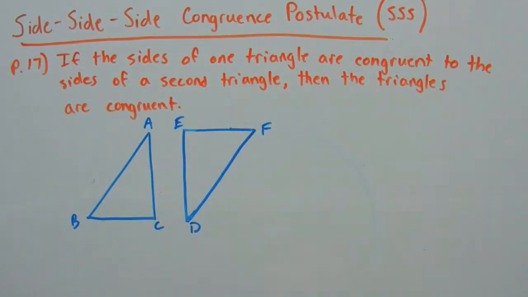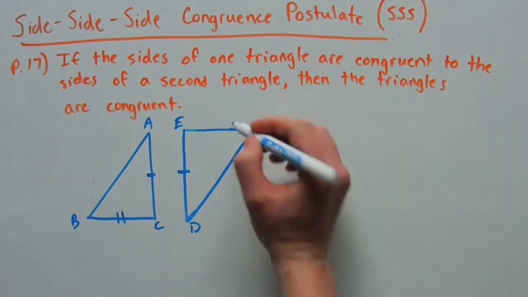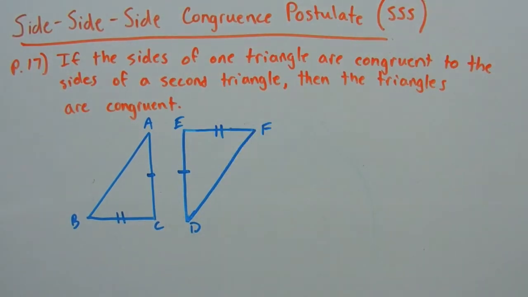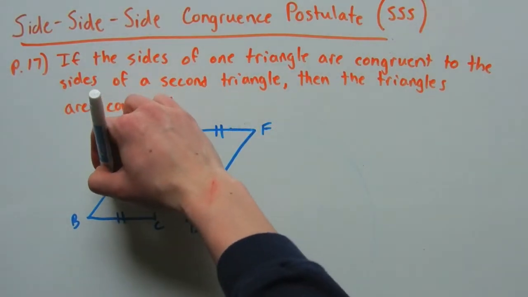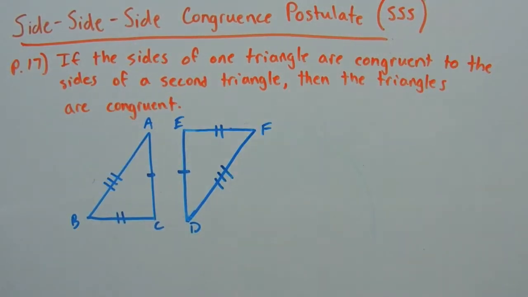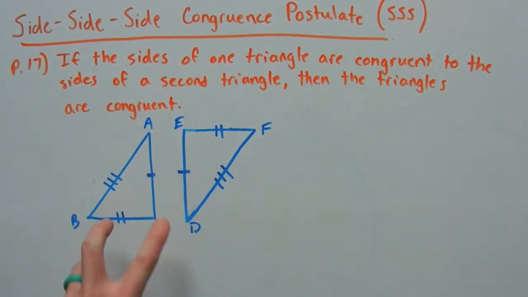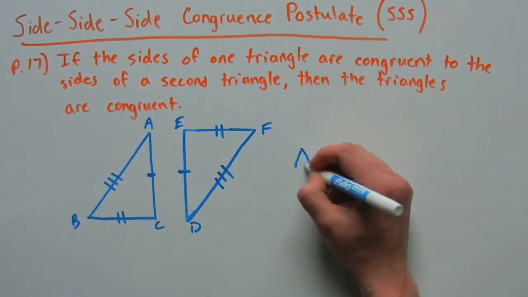You can see that side AC is congruent to side ED. Side BC is congruent to side EF. And side AB is congruent to side DF. And since the sides of one triangle are congruent to the sides of a second triangle, then, based on the side-side-side postulate, those two triangles are congruent.